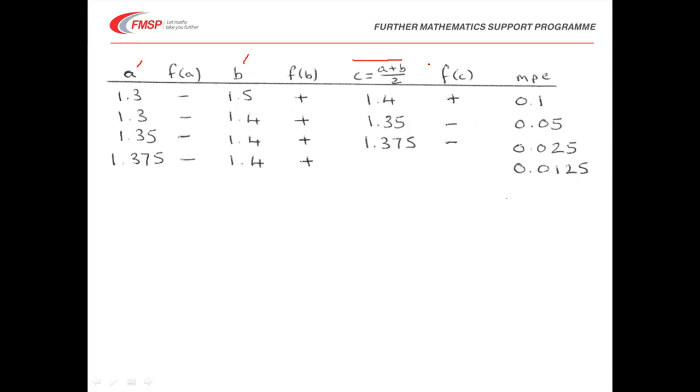And I've actually got to the end of this. The mid-interval of those is 1.3875. That's a value I'm going to use as my root, and that's the first time I've got a maximum possible error of lower than 0.02. So the root is 1.3875 approximately.